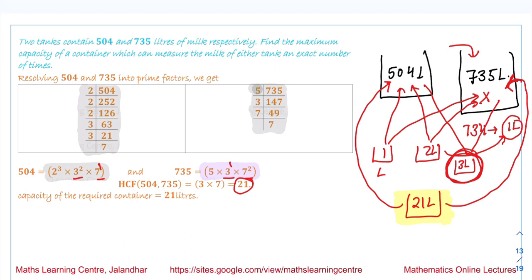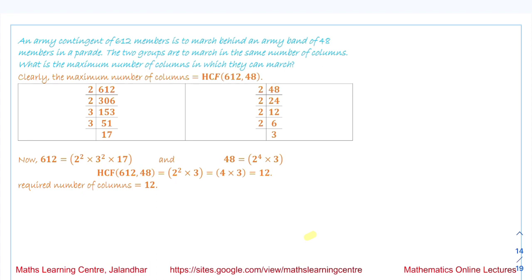Now in this next question it is given that 612 members of army have to march behind the 48 members of the band in a parade. So the two groups, the army men and the band, are to march in the same number of columns. What is the maximum number of columns in which they can march?